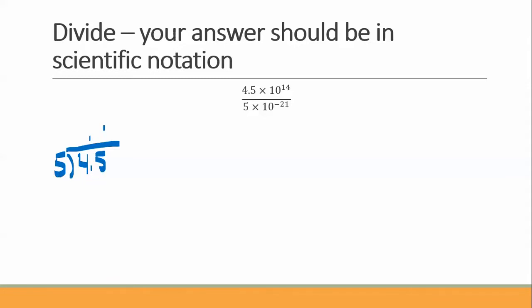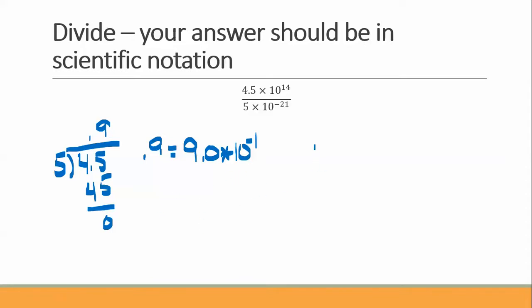So 5 goes into 45 9 times. So our 5 divided into 4.5 is 0.9. So we have 0.9. That's the same as 9.0 times 10 to the negative 1 if we're writing in scientific notation.